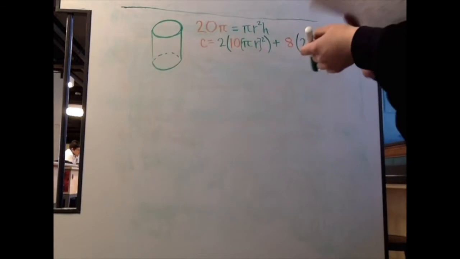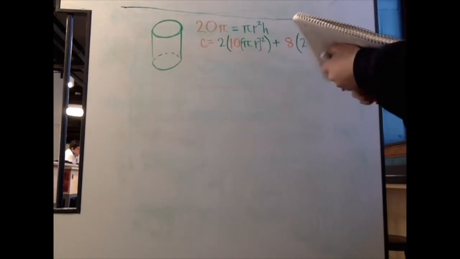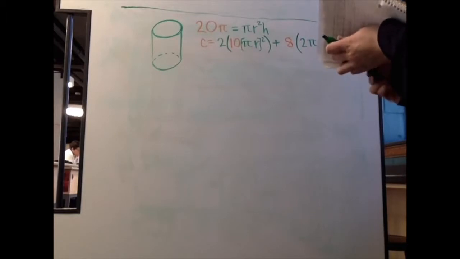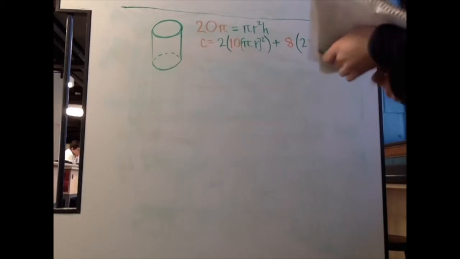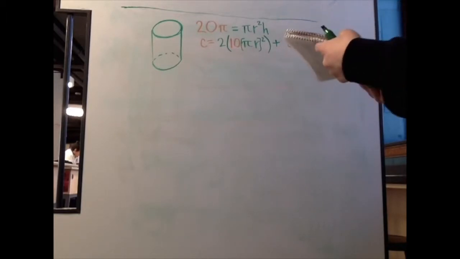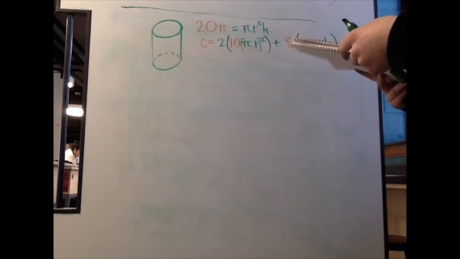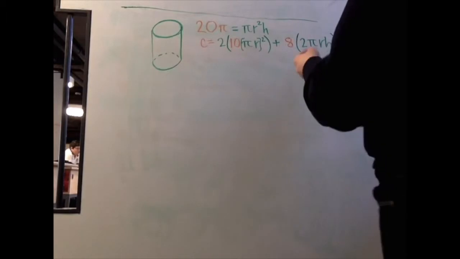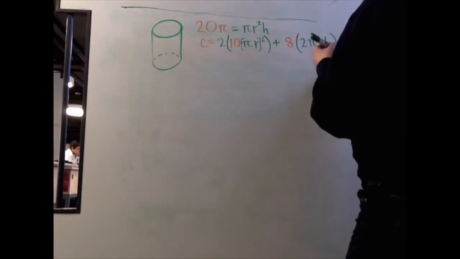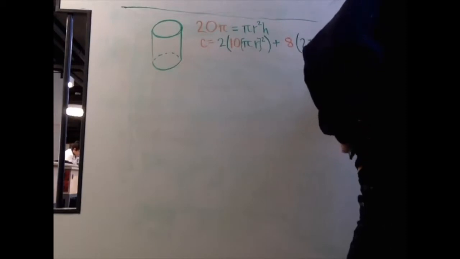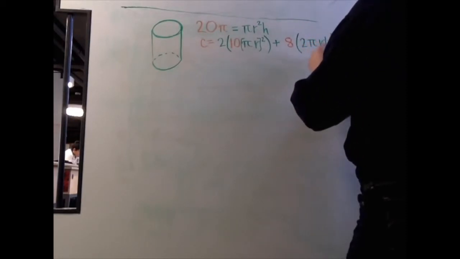So here you begin with the equation 20 pi equals pi r squared h, and 20 pi is the specific volume that you're given for this problem, and then the material for the bottom and the top cost either $10 per square meter or $8 per square meter.